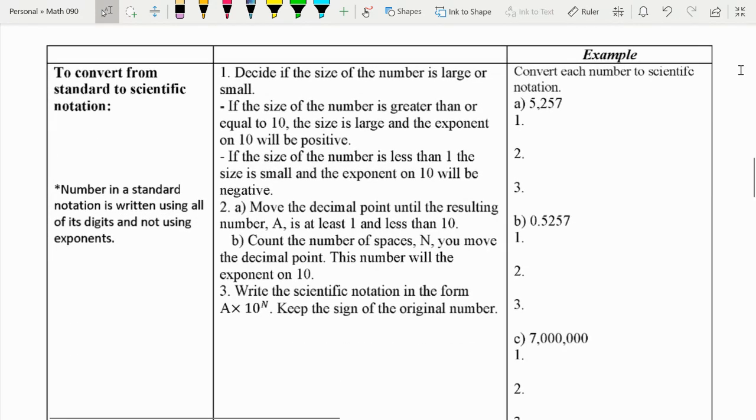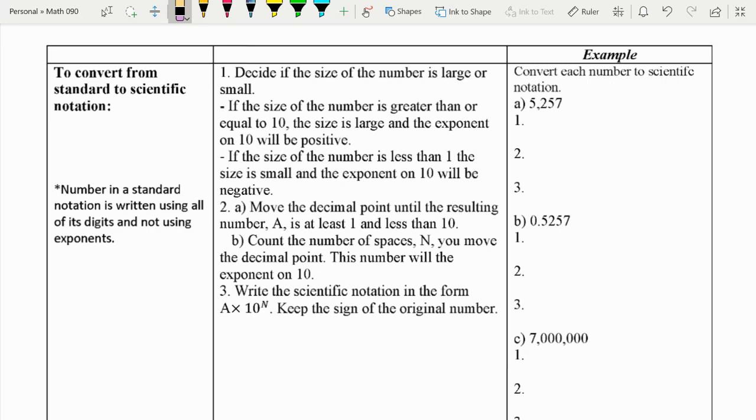Now let's move over to these. Now we're going to convert the other way. They're going to give us a number in standard form, and we have to move it to scientific notation. So again, pause it. Take a minute or two. Read all this mess. So hit pause. Read that.